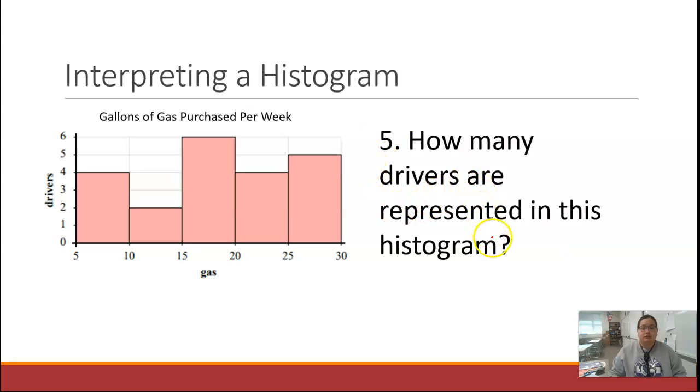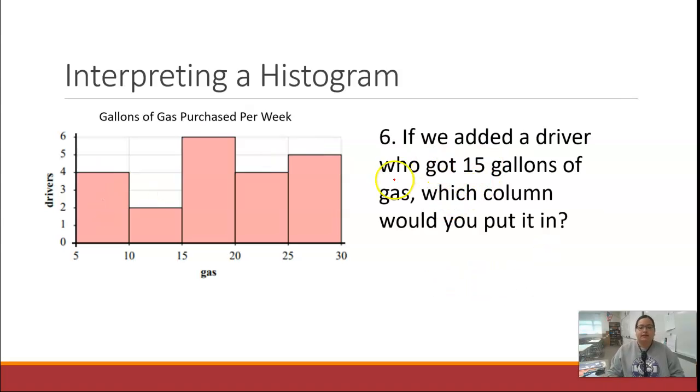How many drivers are represented in this histogram? We already counted that earlier, but if you had just the histogram and not the data, you would add up all the numbers. 4 plus 2 plus 6 plus 4 plus 5. 21 people. If we added a driver who got 15 gallons of gas, which column would you put it in? Because that's on the cutoff, we would put it in this category right here, 15 to 20.